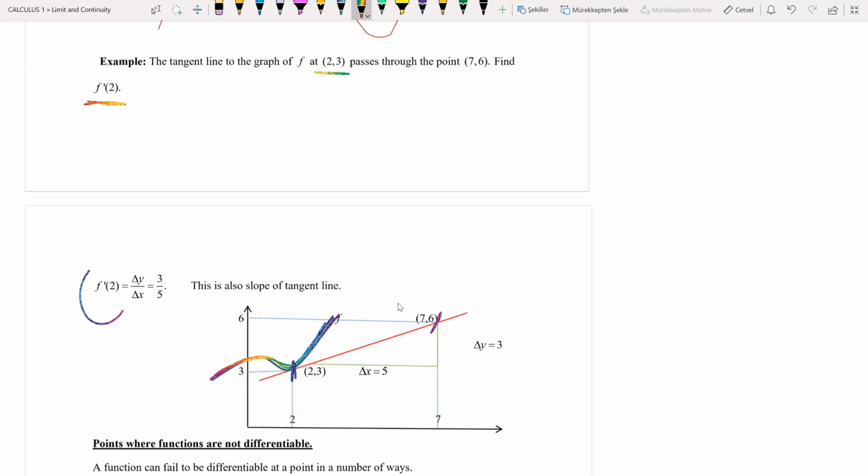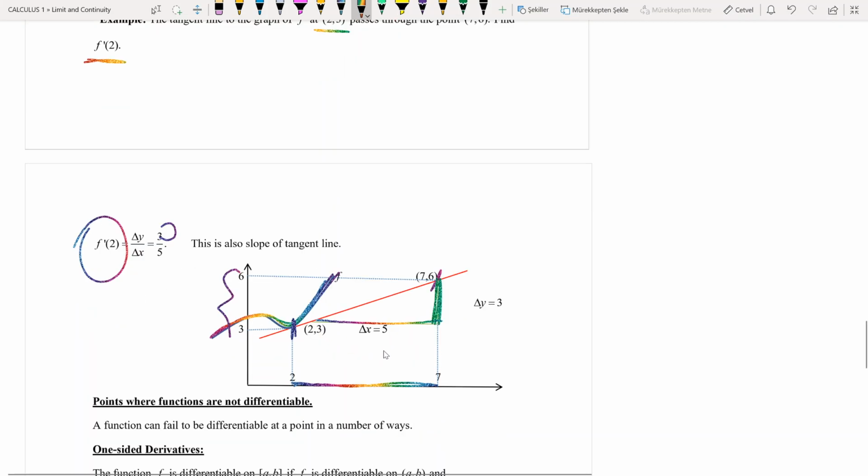So f prime of 2 means delta y divided by delta x. Delta y is the difference on the y-axis, which is 6 minus 3. Delta x means the difference on the x-axis, which is 7 minus 2, which is 5. So 3 over 5 is the derivative of that function at the point 2.